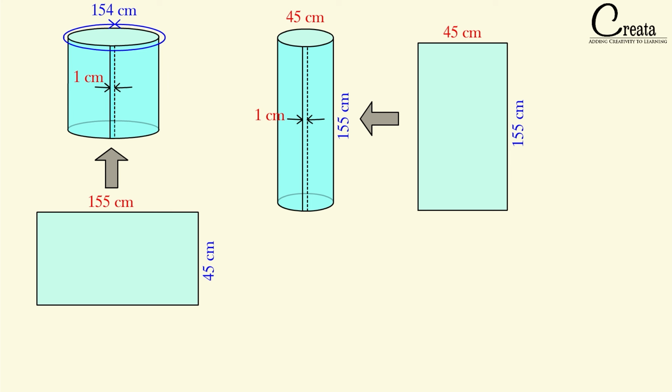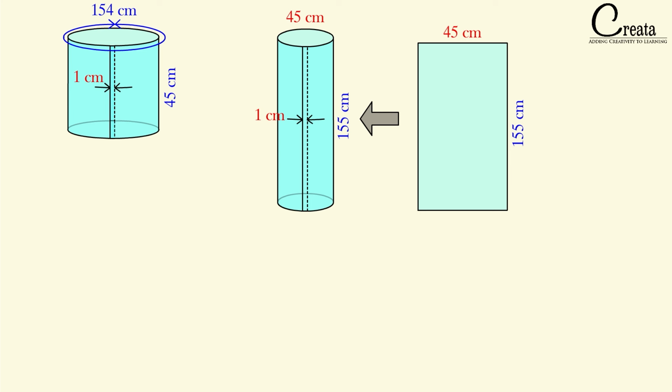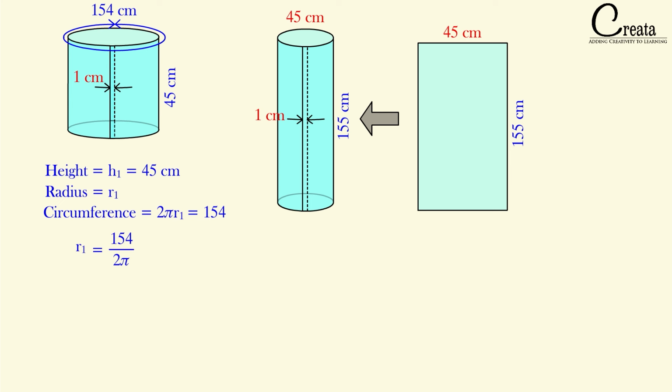And what is the height of the cylinder? It is 45 centimeter. Let's name the height of the cylinder h1 and the radius of the cylinder r1. Can we say this circumference 2 pi r1 is equal to 154? r1 is the radius of the cylinder, the circular portion, and 2 pi r is the formula of the circumference. So we can write 2 pi r1 equal to 154. It is not 155, 1 centimeter has been wasted. Got it? We can calculate the radius from this equation as r1 is equal to 154 upon 2 pi. No need to solve this equation, just take r1 as 154 upon 2 pi. Rest we will see later on.